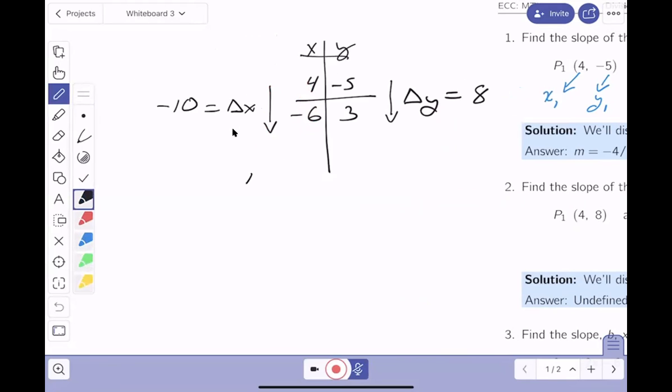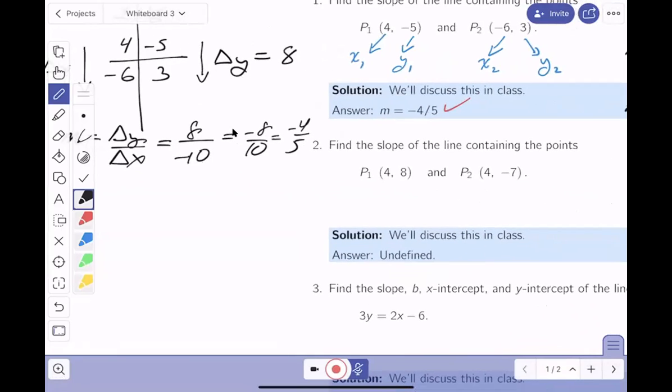All right, what's slope defined as? Delta y over delta x. What's delta y? 8. What's delta x? Minus 10. And again, this gives minus 8/10, which is minus 4/5. Do we get the same answer? Of course we do. All right.